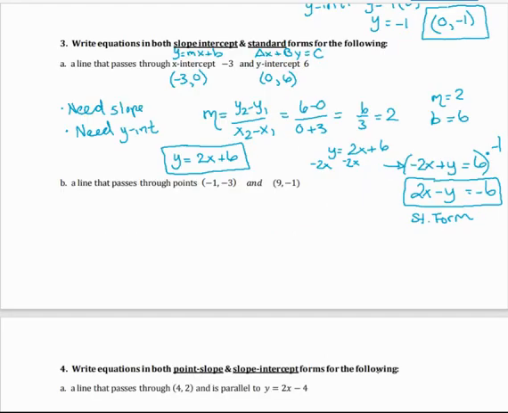I'm going to have you try B on your own. Remember, this will be very similar, but we do not have the y-intercept, so you need to go find the y-intercept. Your goal for this one is to first find our slope, then find the y-intercept, and then you can write your equations.